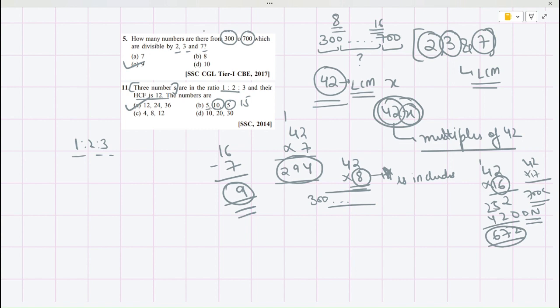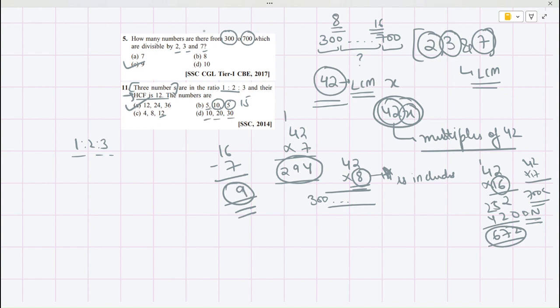So all these numbers are not divisible by 12. Then in this case, only 12 is divisible by 12; 4 and 8 are not divisible by 12. And also it should be the highest common factor, not just a factor. It's not only the divisibility criteria, it should be the highest common factor.